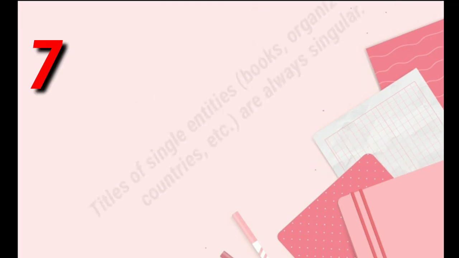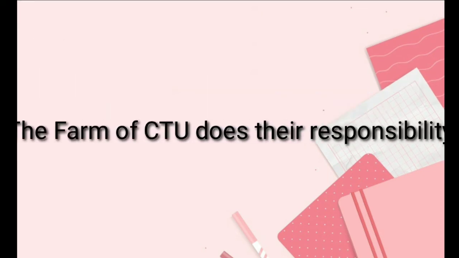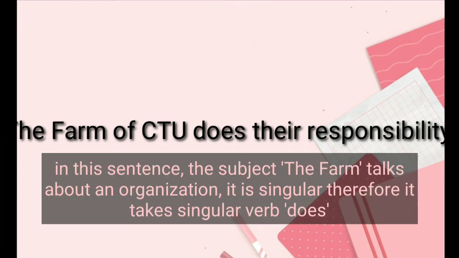Next, we have titles of single entities such as books, organizations, countries, and etc. are always singular. For example, the farm of CTU does the responsibility. So in this sentence, the subject, the farm, talks about an organization. It is singular, therefore it takes a singular verb.